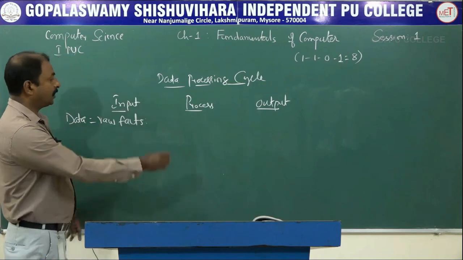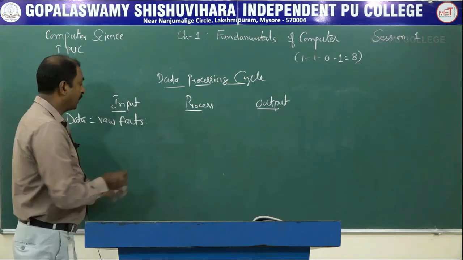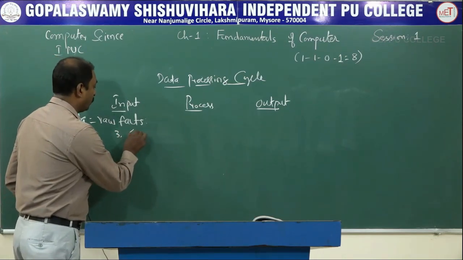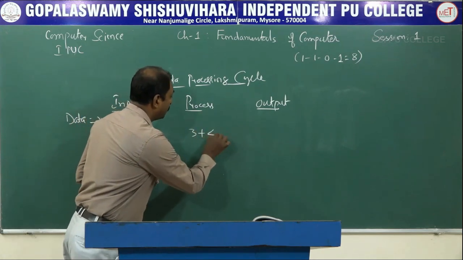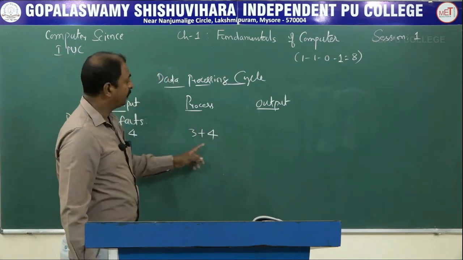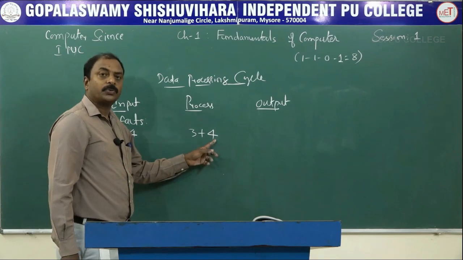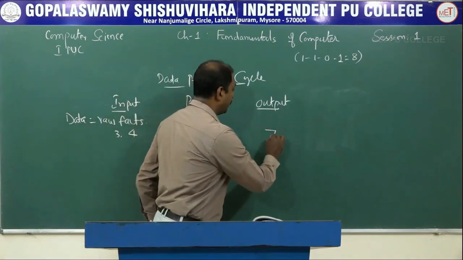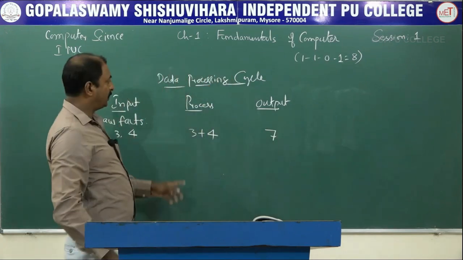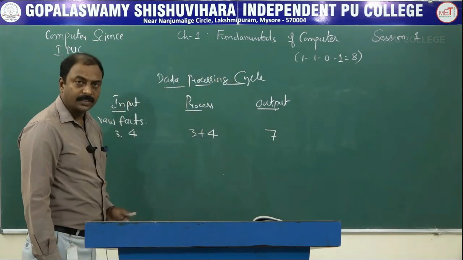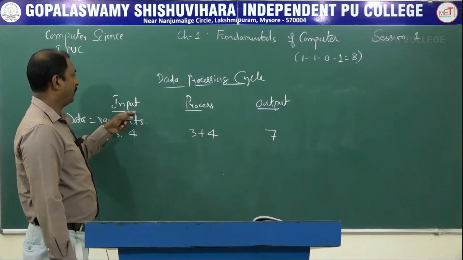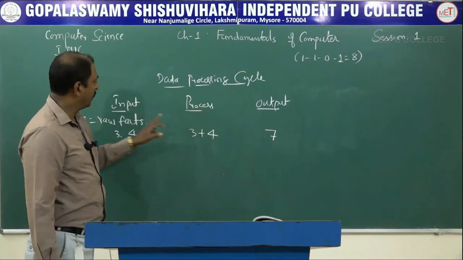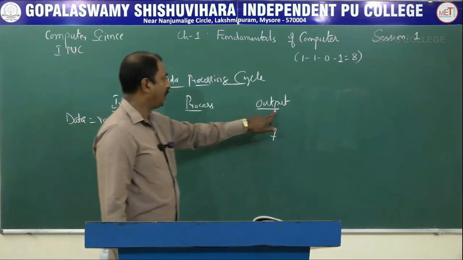For example, suppose I want to add two numbers, for example 3 and 4. Here 3 plus 4 is the processing, and it gives us the result, the answer 7. So this is your output. This cycle is called the data processing cycle. It involves three steps: input, process, output.